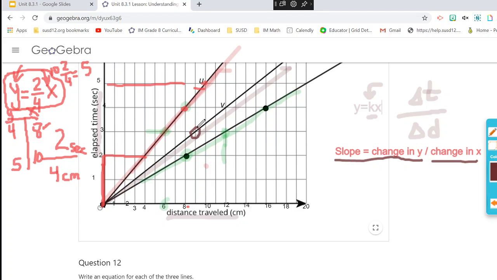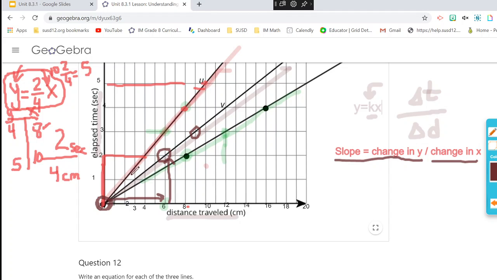This point right here looks good. It looks like at 3 seconds, Ant has traveled 9 centimeters. You know what? That is a good point, but I'll do something even easier. At 2 seconds, Ant has traveled 6 centimeters. So the change in y is 2 seconds. There's the change in y. And the change in x is 6 centimeters. I'm going from starting at 0, okay?